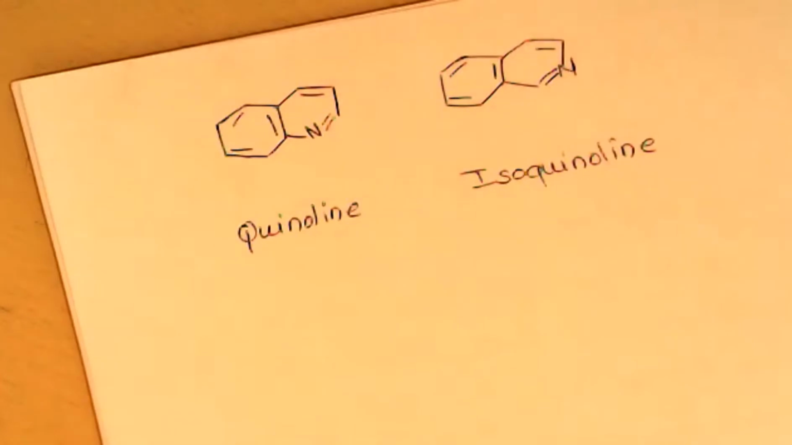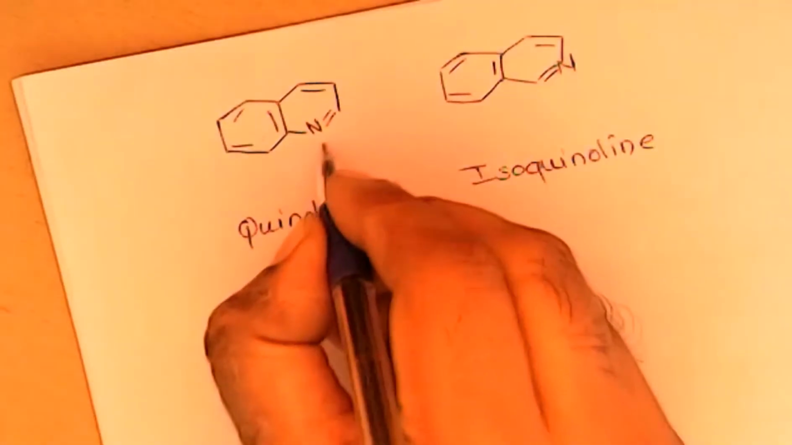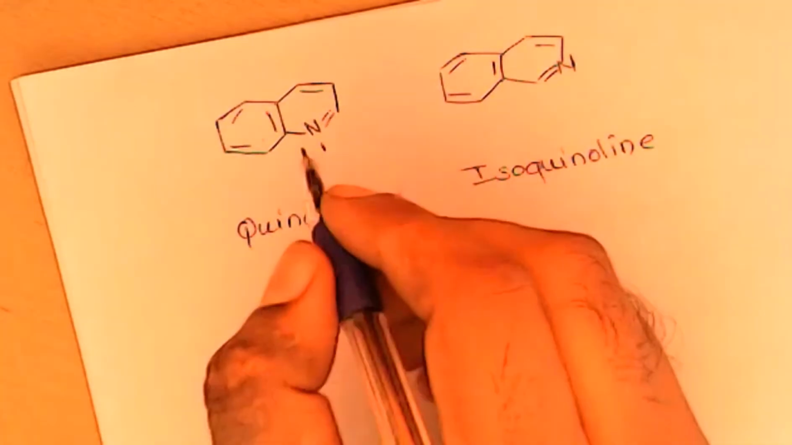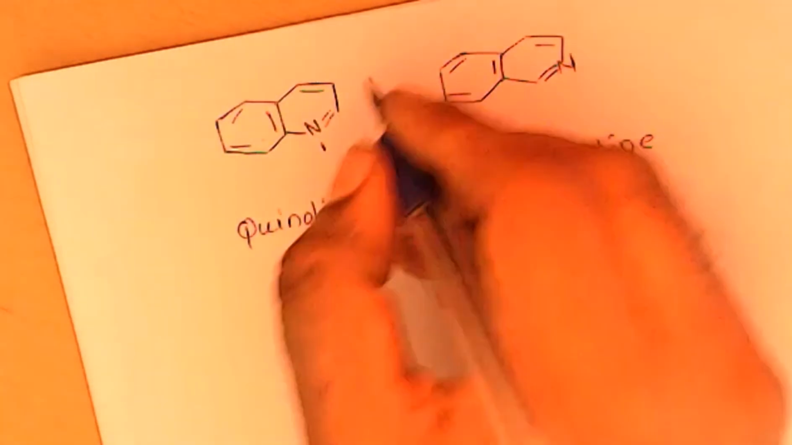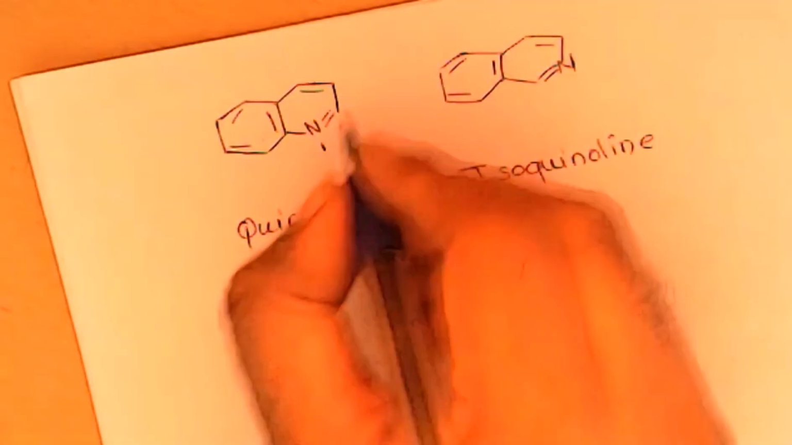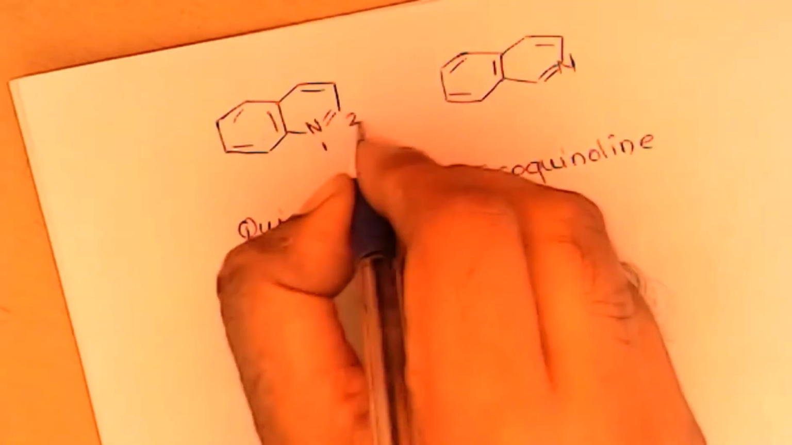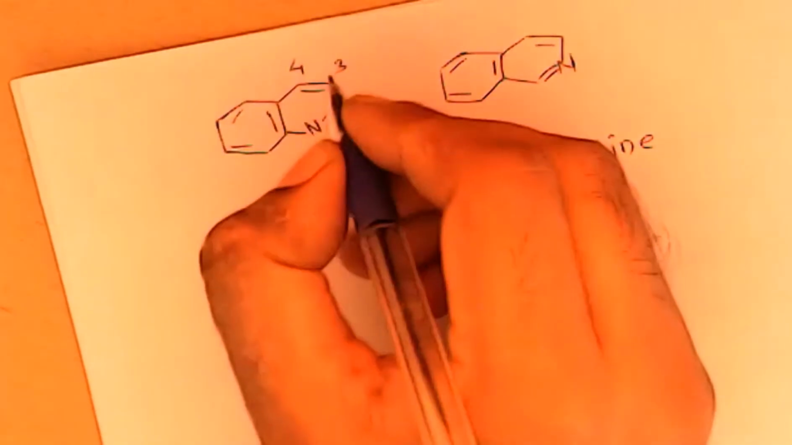In case of nomenclature system, if you give the numbering to your heterocyclic ring, we can always start the numbering from the heteroatom as a part of the heterocyclic ring. Okay, and then we can proceed either clockwise or anti-clockwise, depending upon the substitution. Generally in case of the quinoline system, the numbering always starts from the heteroatom, that is nitrogen, and the numbering continues anti-clockwise. So direction of the numbering is fixed, that is 1, 2, 3, 4.